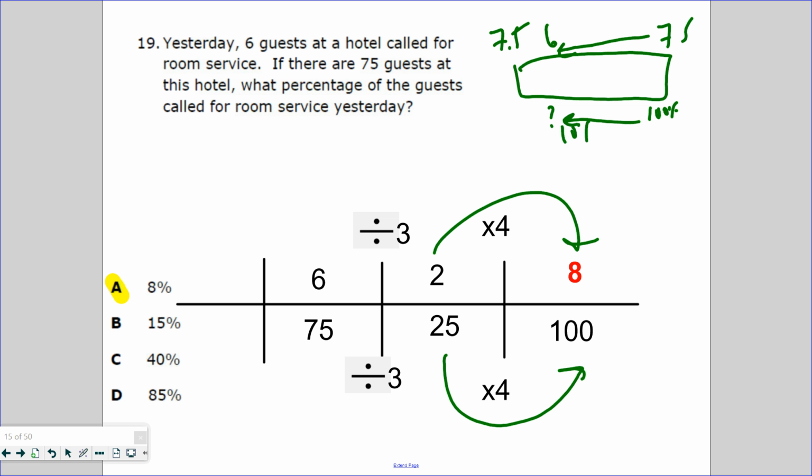So let me move this right here. Makes more sense to move right here. How do you break down 100% to 10%? Divide by 10. 75 divided by 10 is 7.5. So 6 is less than 10%, so 8%.